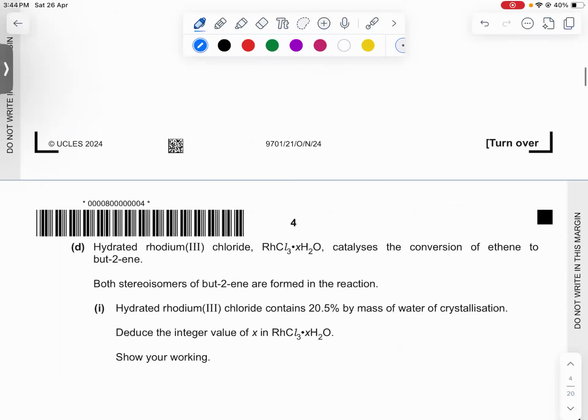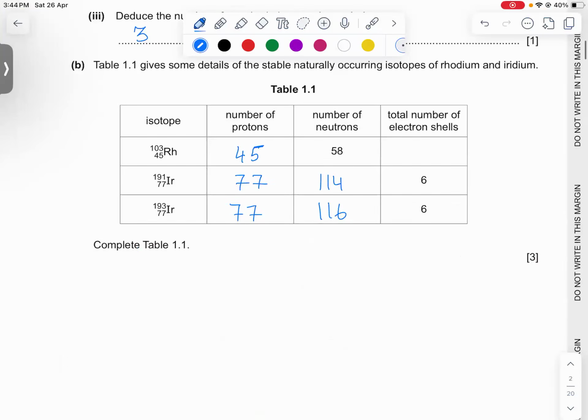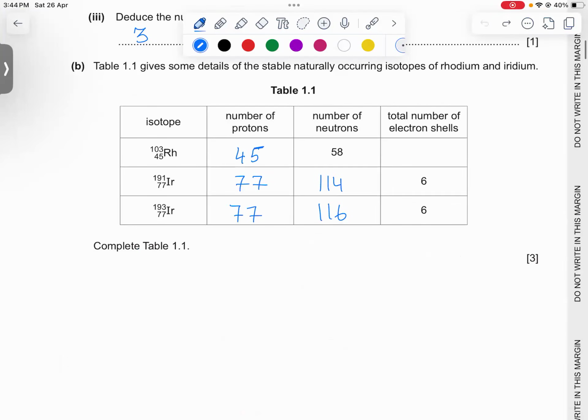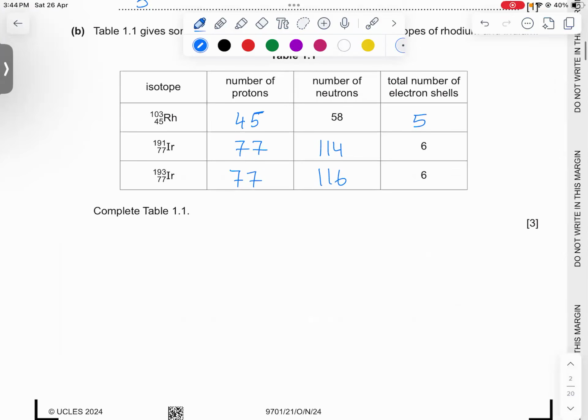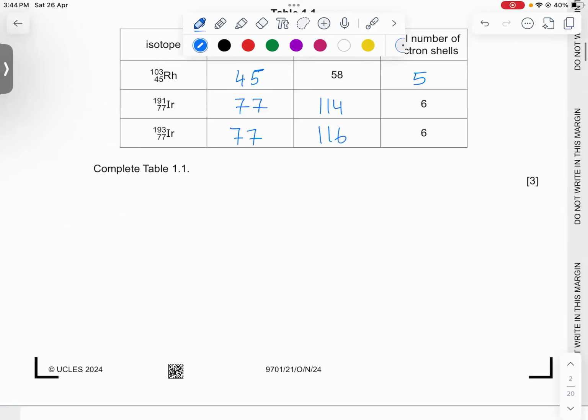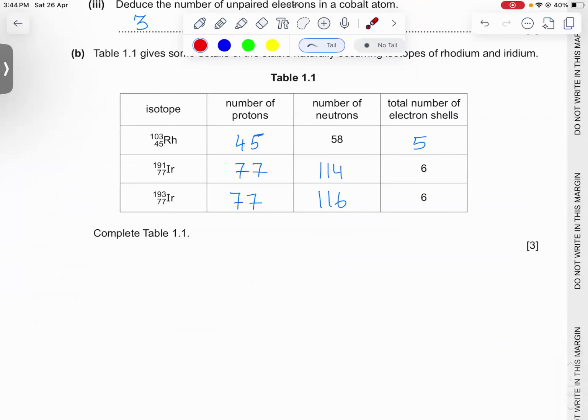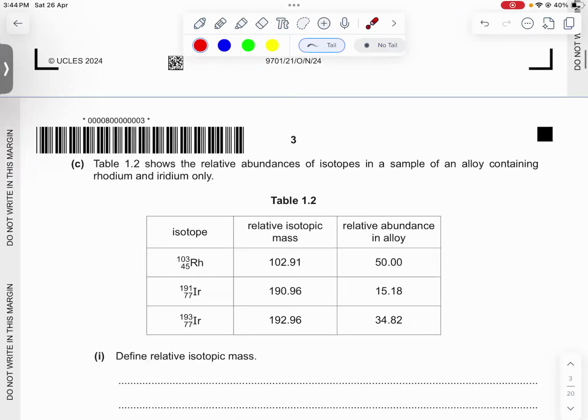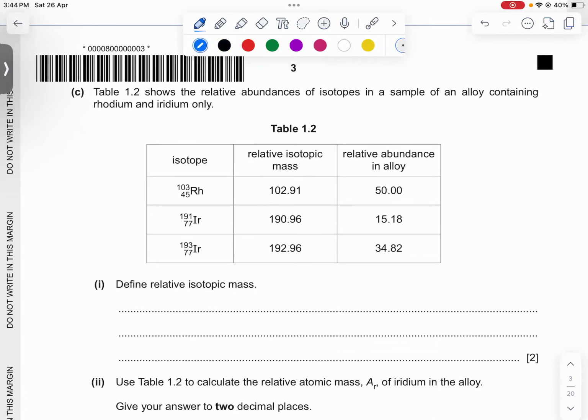You do not have to write its electronic configuration. You might get stuck trying to write its electronic configuration. Instead, just go about and write how many shells it has. It's not too difficult. All right, just look at the number of periods and write it down. That would make you do it.